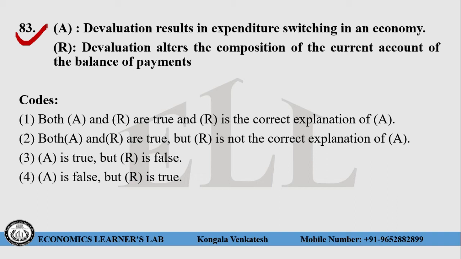Okay, time up. Let us see. Assertion A. Devaluation results in expenditure switching in an economy. Yes, this is correct. When you do the devaluation, the entire expenditure of the economy will be switching. Reason R. Devaluation alters the composition of the current account of the balance of payments. Yes, this is also correct.